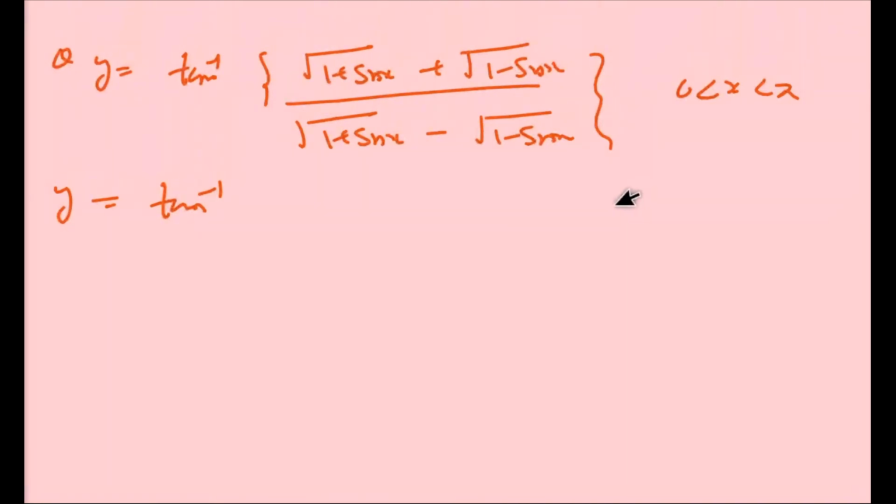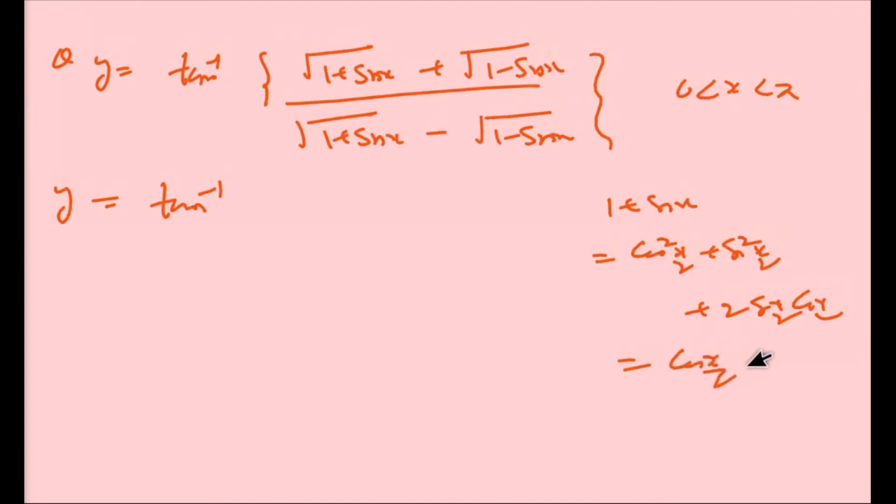Now you can see here 1 plus sin x can be written this way: cos square x by 2 plus sin square x by 2, this is 1, and plus 2 sin x by 2 cos x by 2. We can write this as cos x by 2 plus sin x by 2 whole square. Similarly, for 1 minus sin x, we can write cos x by 2 minus sin x by 2 whole square.